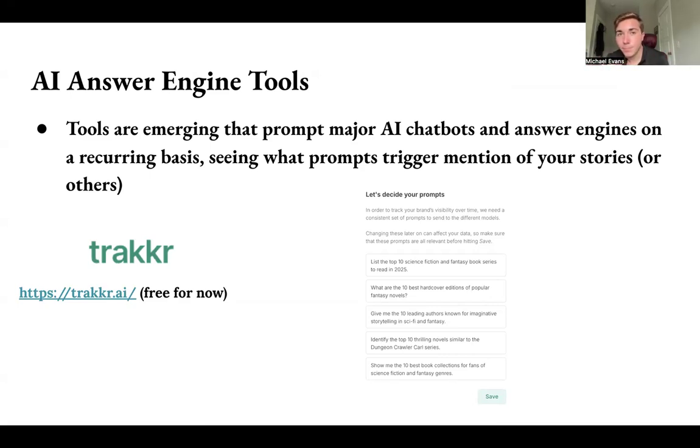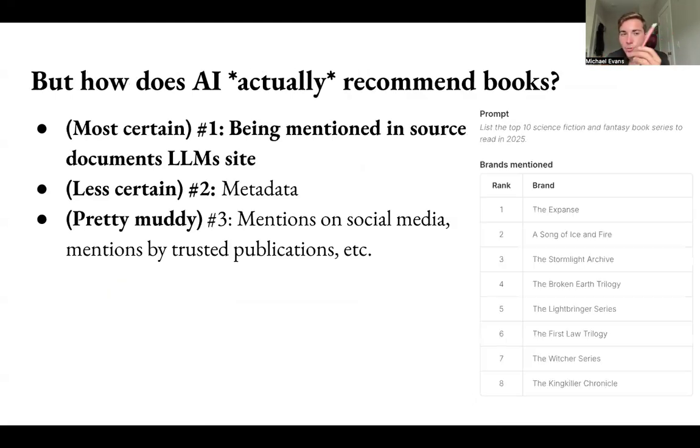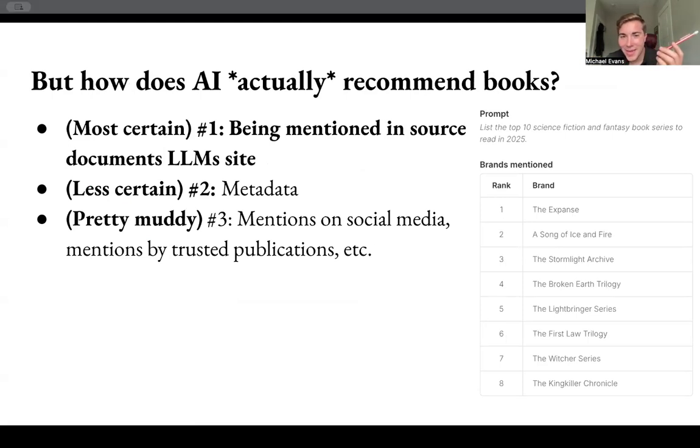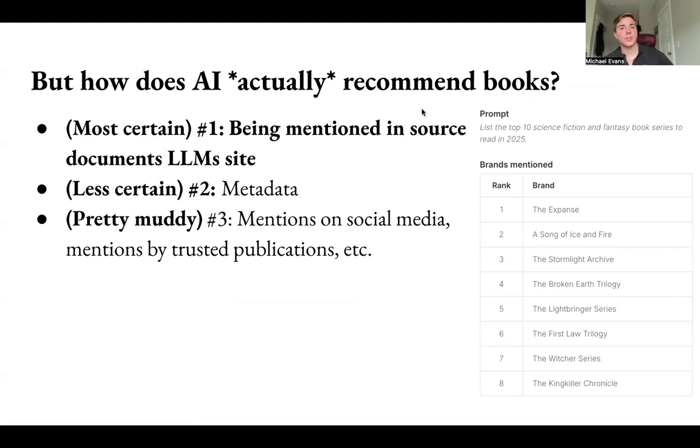You can also see what else is being mentioned, right? Sort of competitive analysis, and see, oh, okay, this is actually the science fiction book ranking, or this is what's happening. And that's equally interesting. So now we get to more of the meat of it, right? Which is how does AI actually recommend books?